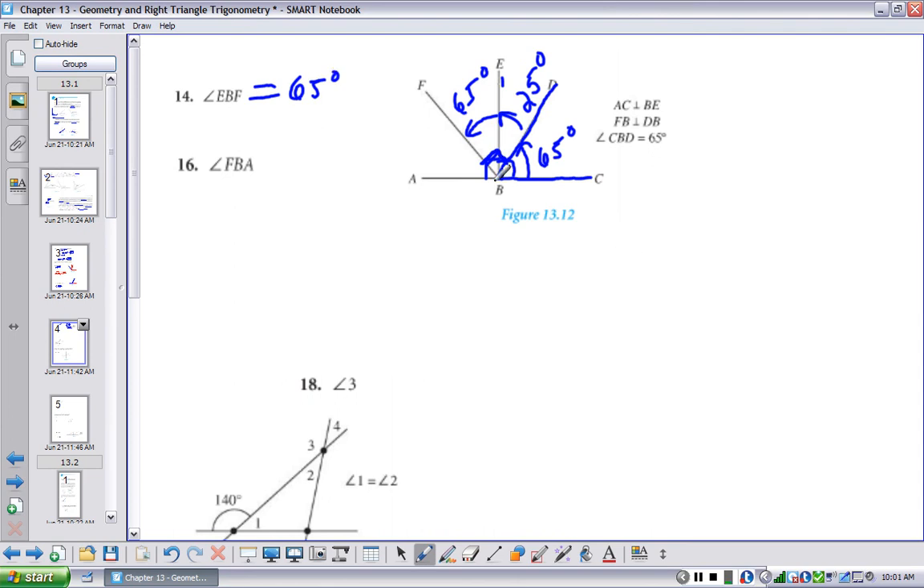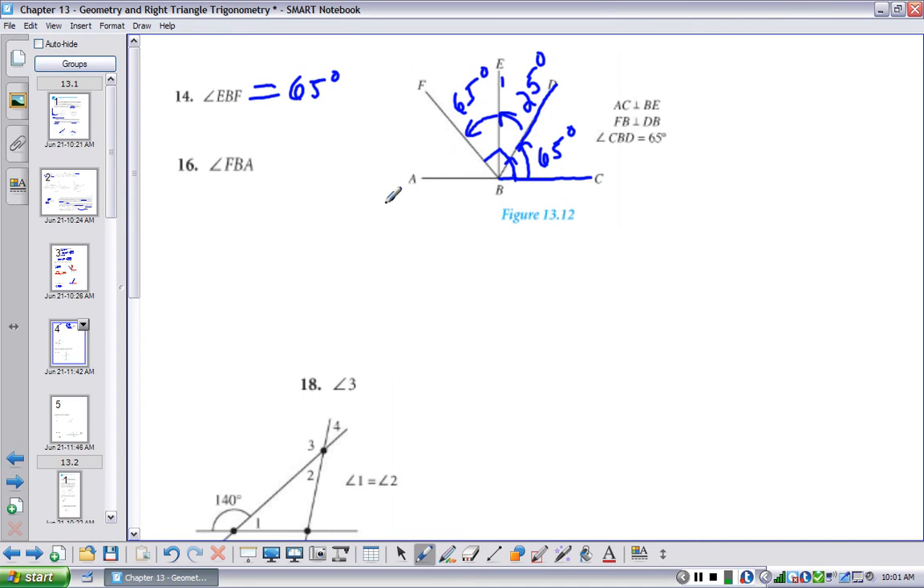Just by knowing that we have what? Parallel lines. Not parallel, excuse me. Just by knowing that this is perpendicular, okay? Which means it forms a 90-degree angle. We need to find the angle FBA.